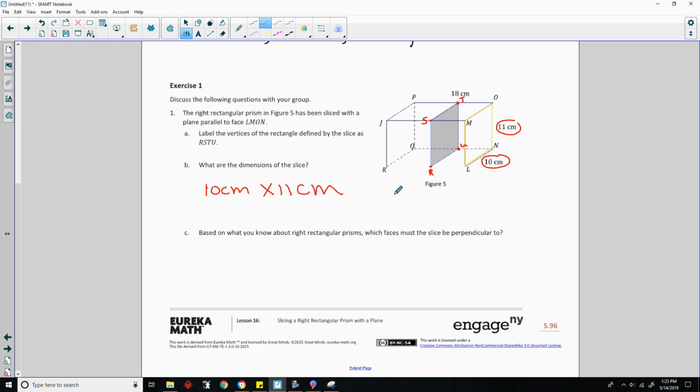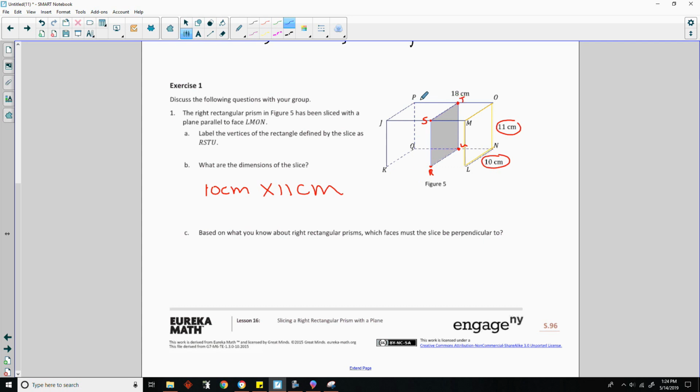So 10 centimeters by 11 centimeters. And then finally part C, based on what you know about right rectangular prisms, which faces must the slice be perpendicular to? So it's perpendicular to all the faces except this left side, that's yellow, and this right side, I should say, that's yellow, and then this left side over here. So it is perpendicular to the top, the front, the bottom, and the back.